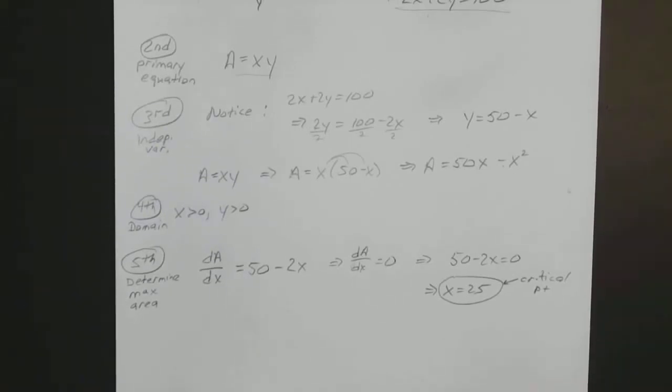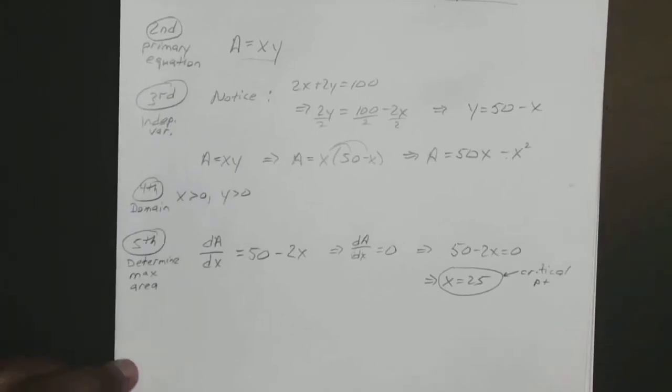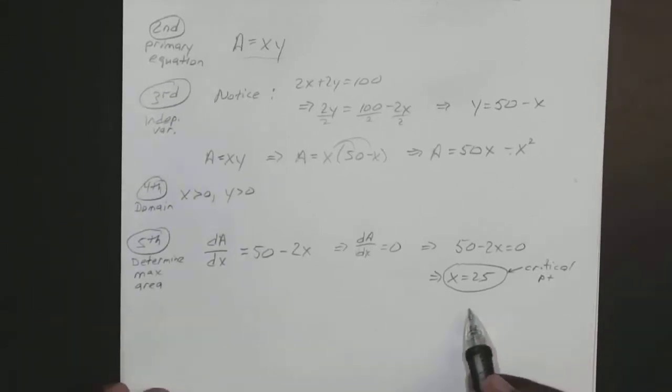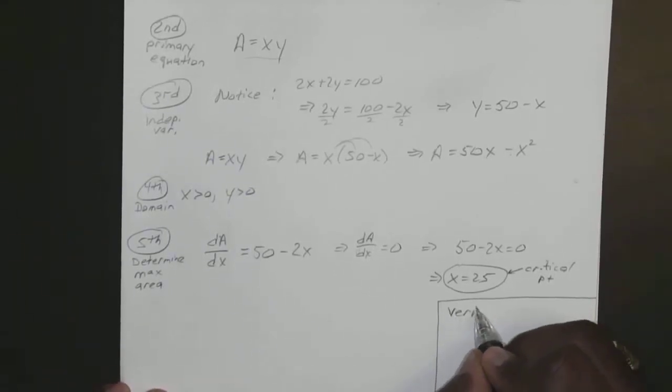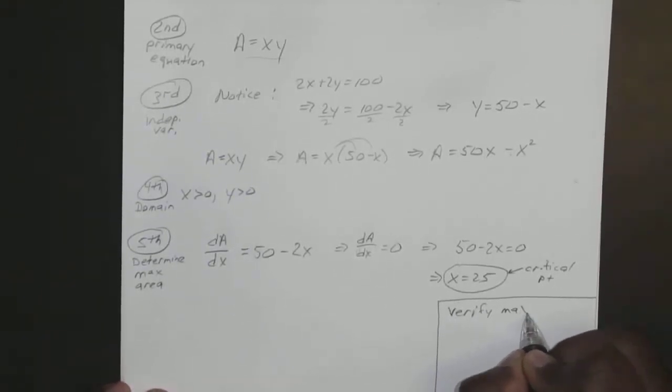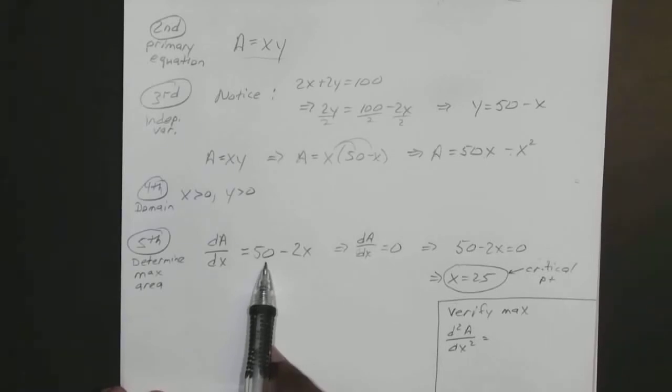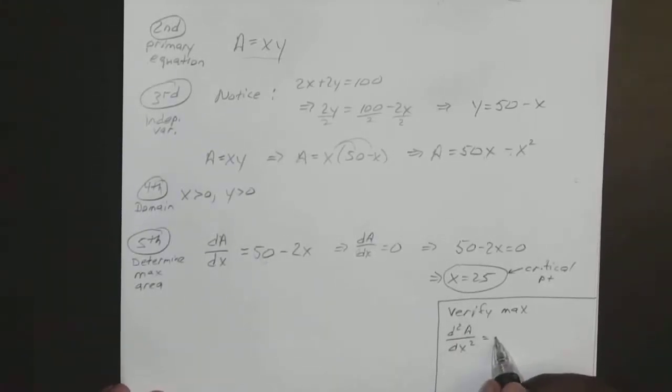Okay. Now, if you wanted to verify that that's your maximum, all you have to do, which you don't have to, but it's one of those things that's good to know. Remember your second derivative with respect to x. If we take the derivative of your first derivative, it becomes negative 2. So whenever your second derivative is negative, you know it's the local maximum.